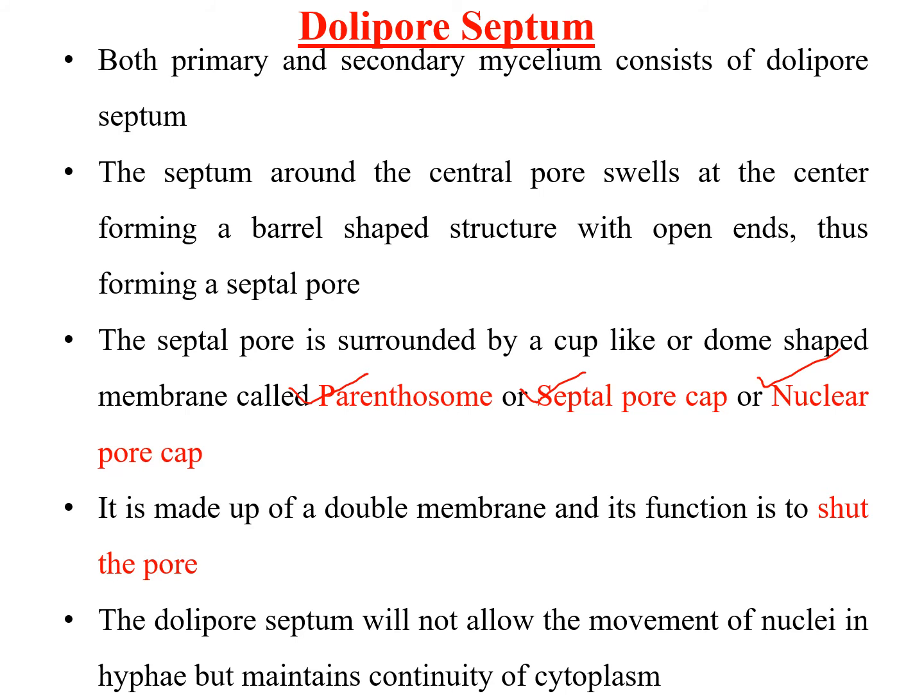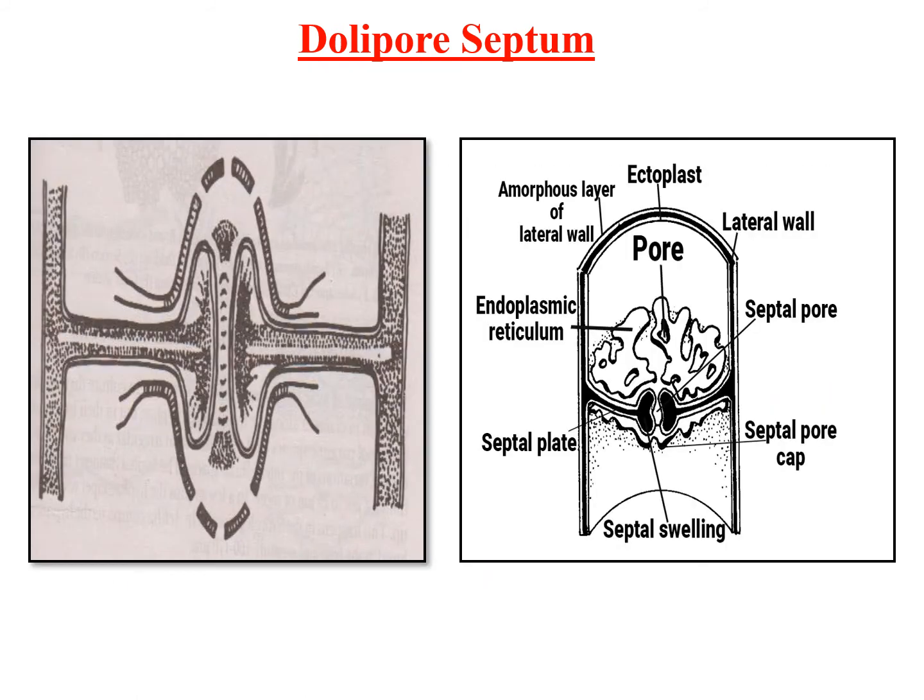So the main function of the dolipore septum is that it will not allow the movement of nuclei in the hyphae but maintains continuity of cytoplasm. Here you can see the dolipore septum. This is the mycelium, this is the septum. Here the central pore swells, and then this barrel-shaped structure is formed. This barrel-shaped structure is known as the parenthosome or septal pore cap, and we have to remember these terms from the examination point of view. The main purpose of the dolipore septum is to stop the movement of nuclei while maintaining the continuity of cytoplasm.